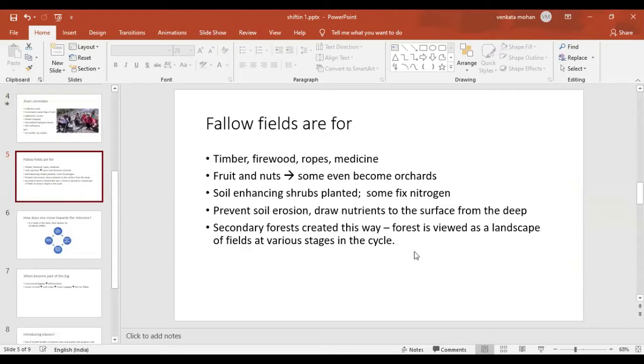Some kind of secondary forest is created in the fallow land. So fallow land doesn't mean land being wasted. It simply means not cropped. Some kind of secondary forest is created. So it is said that the forest is viewed as a landscape of fields at various stages in the cycle.